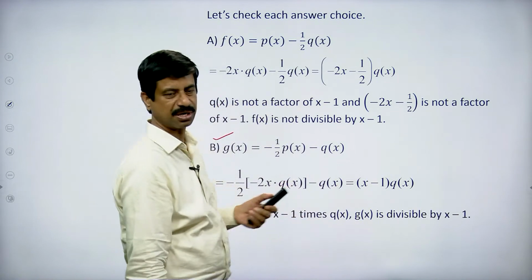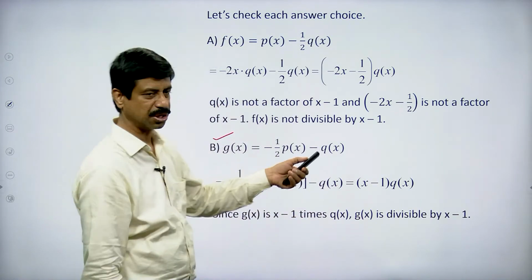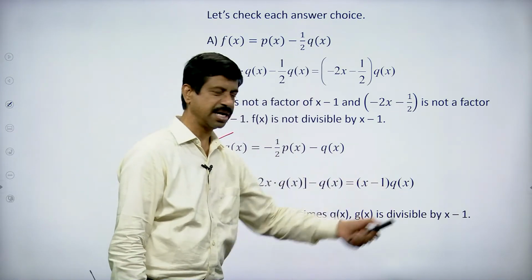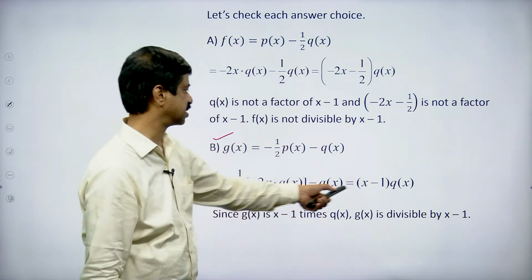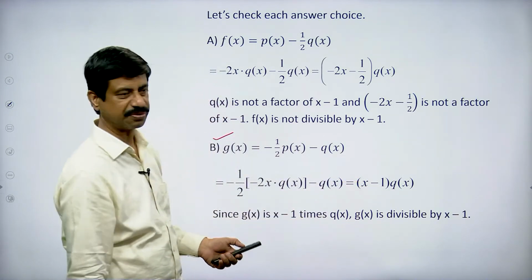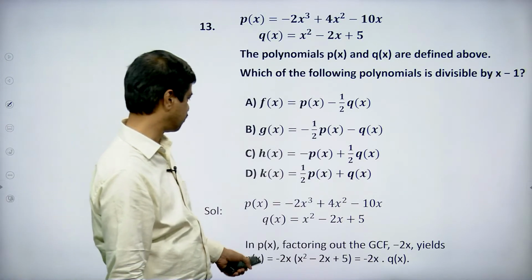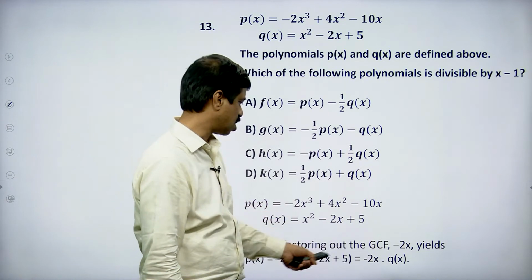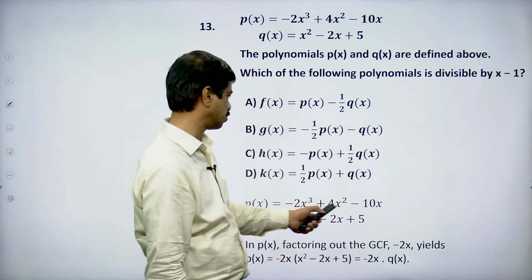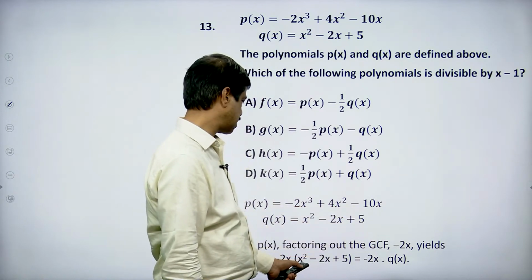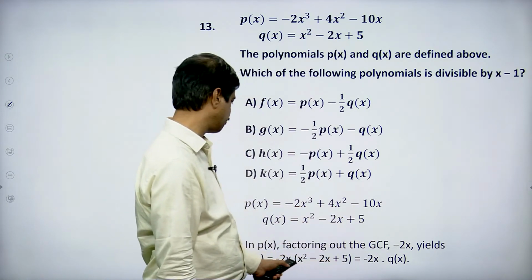X equal to 1 is a factor, is the root. So x minus 1 is a factor, so this function is divisible by x minus 1. So first, what is it that we have done, children? We have tried to factorize P of x and brought it into Q of x. If I take minus 2x common, this is nothing but Q of x. So P of x is minus 2x into Q of x.